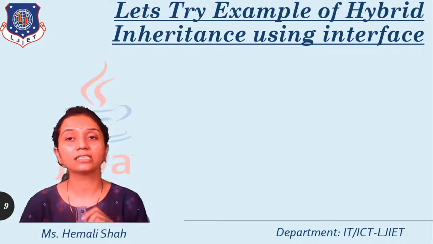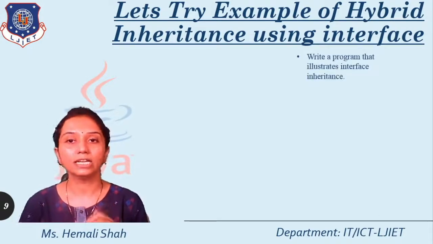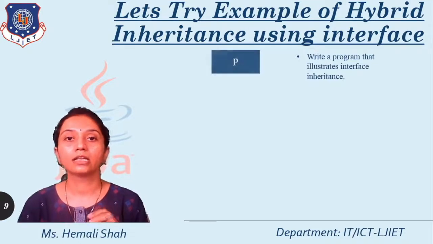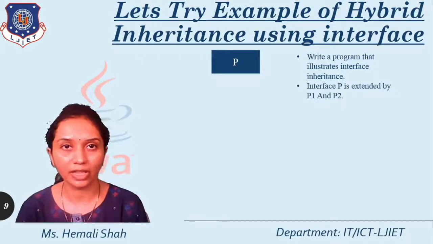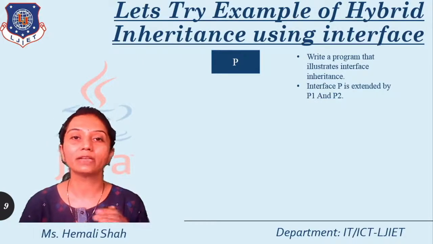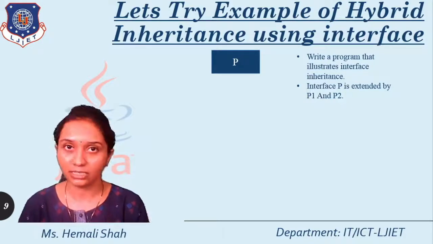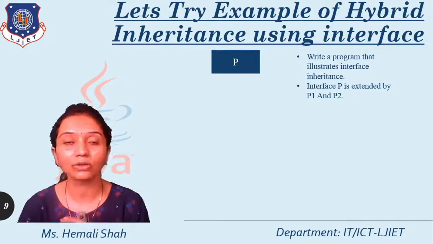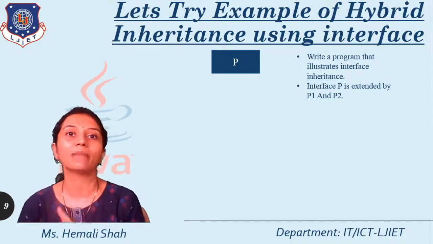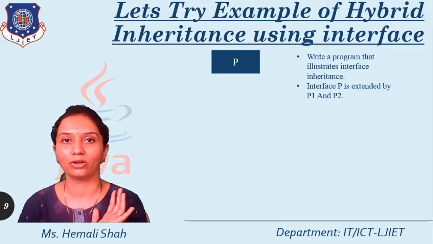The definition is given like this. Write a program that illustrates interface inheritance. This interface P, that means P is an interface, extended by P1 and P2. An interface extends another interface, that means this P1 and P2 must be interfaces because the keyword is written "extended by". An interface is always extended by interfaces only.